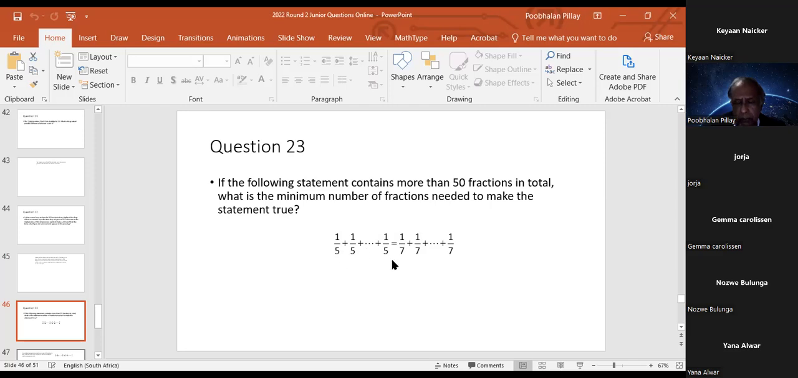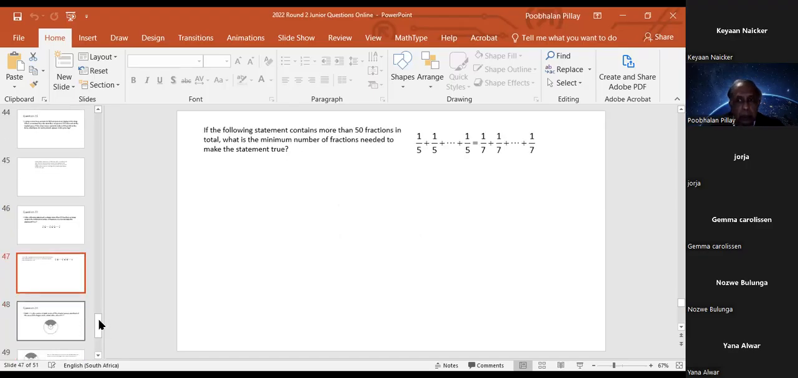so you got 1/5, 1/5. So the number of 1/5s here, and here too, you got number of 1/7s. We don't know how many of these and how many of these, but you know that it contains more than 50 fractions. So altogether, you got more than 50 fractions here. What is the minimum number of fractions needed to make the statement true? And that's an interesting question, right? I'm going to go to the next page, so I have extra space.